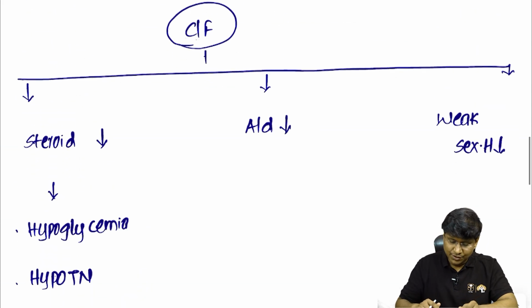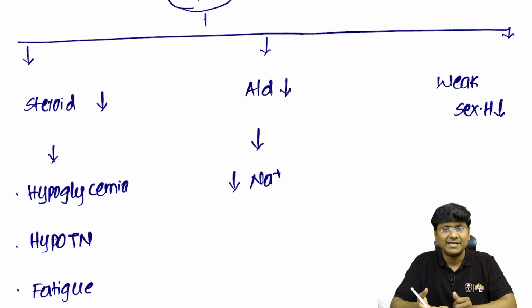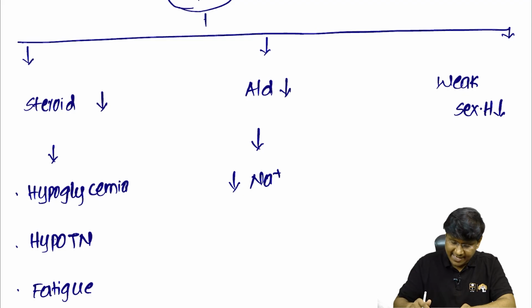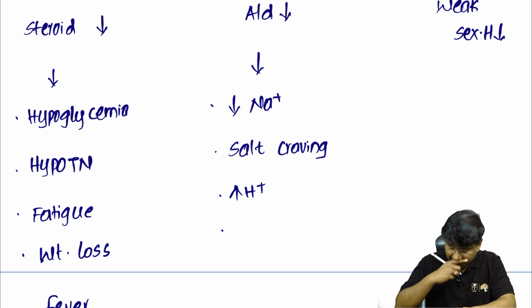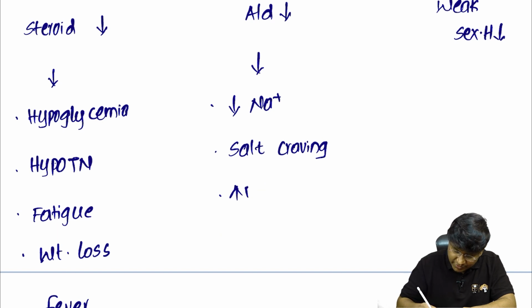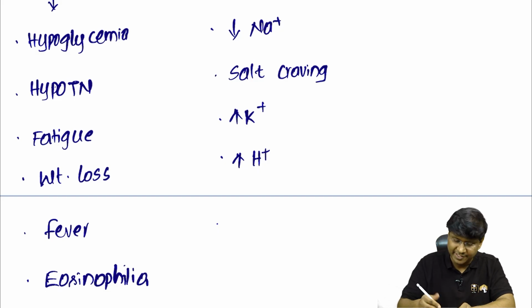Right? And due to the aldosterone deficiency, they will have hyponatremia, and they will have all the clinical features of hyponatremia. That includes the altered sensorium, seizures, coma, and death. And because there is hyponatremia, they will be having salt craving, and they will have hyperkalemia, right? So they will have hyperkalemia, and there is increase in the H+ ion level, resulting in the metabolic acidosis. Because aldosterone is not there, the H+ ion does not get excreted out.